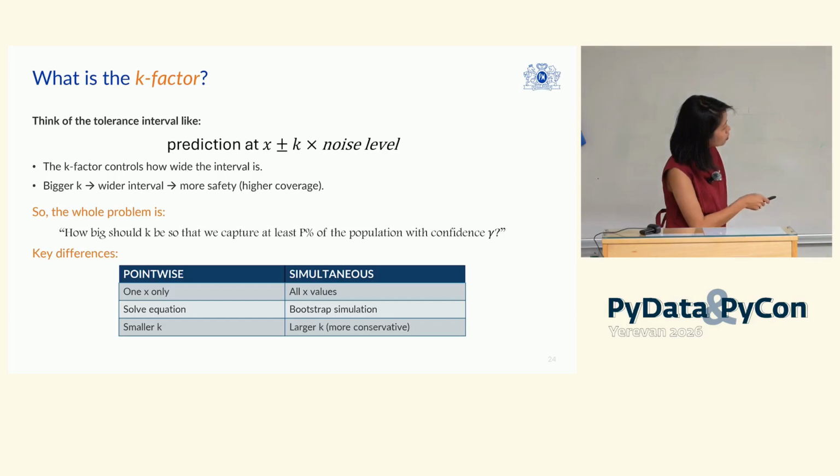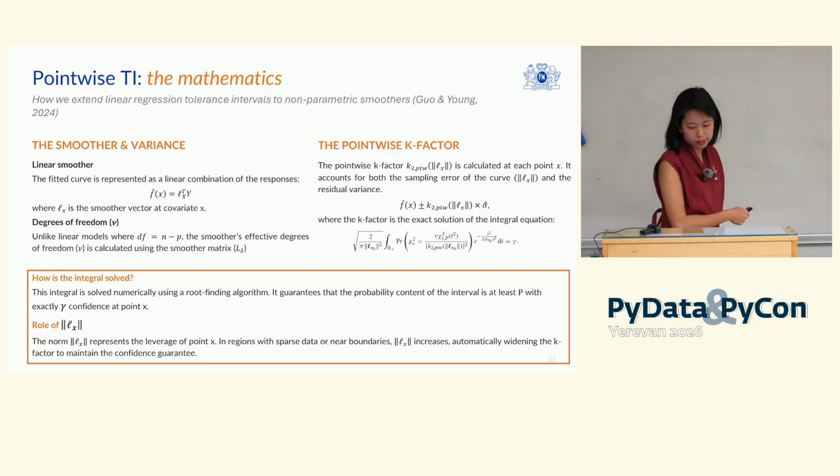In the point-wise, you can easily solve the equation because it's just 1 point per point. So it's actually like a traditional way of calculating tolerance interval. But in simultaneous, especially now that we are dealing with a nonlinear model, we cannot just solve the equation in closed form. So then we need this bootstrap simulation in order to find a large enough k that will be able to capture the noise in your data.